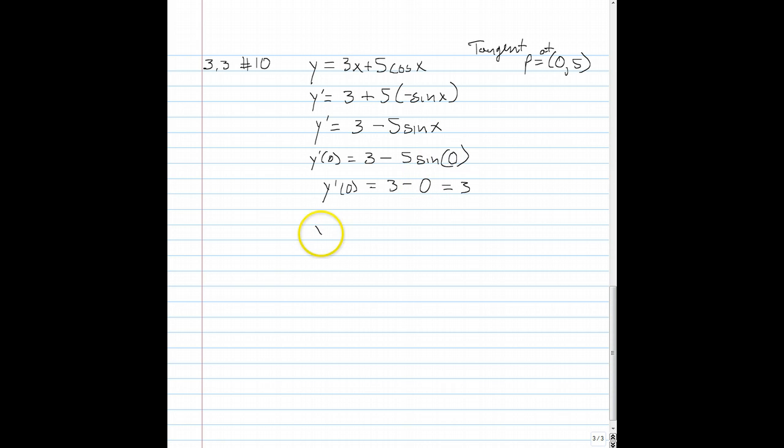We can use this in our point slope equation and using the given point to determine the equation of that tangent line. So y minus 5 equals 3 times x minus 0. Y minus 5 equals 3x, and y is equal to 3x plus 5.